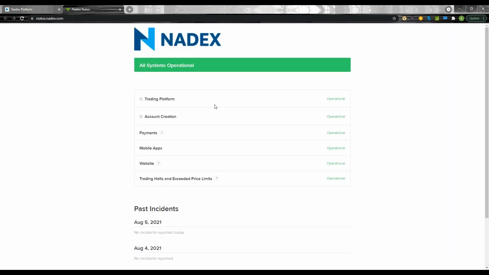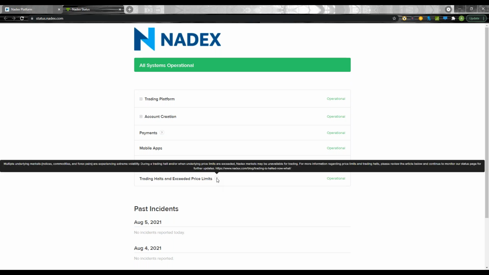One other thing, you can click on it, it's going to bring up this status page. Oh, I'm very glad that actually popped up. So you have different ones for all trading platform, account creation, etc. One interesting one is this trading halts and exceeded price limits.